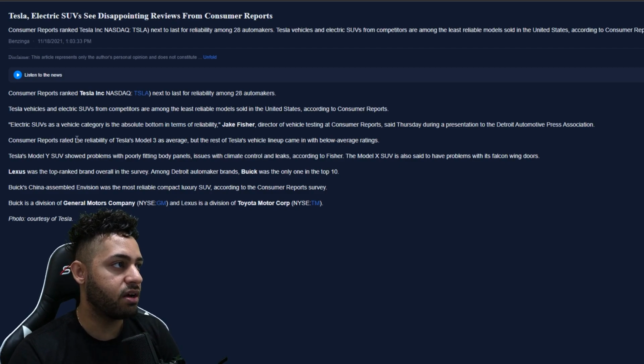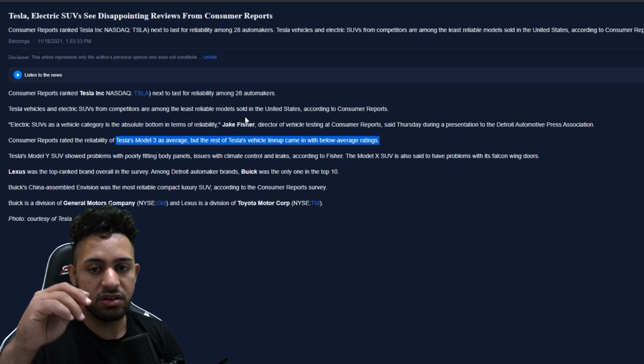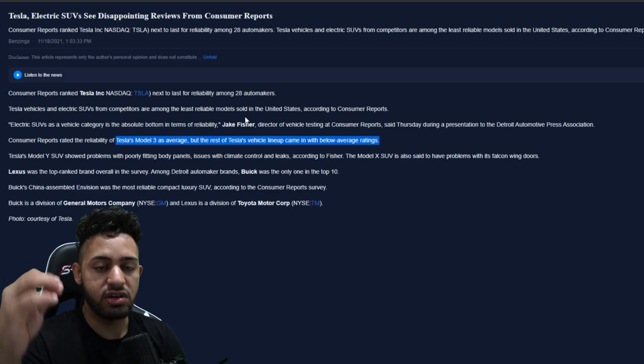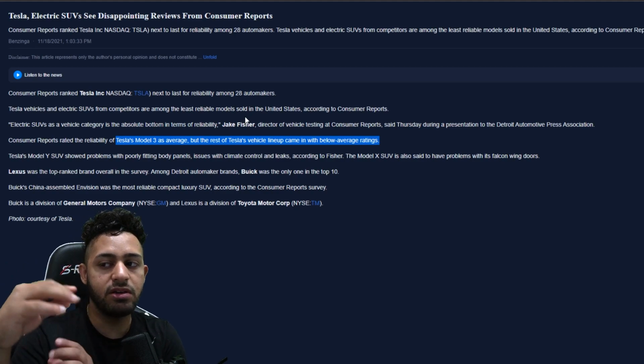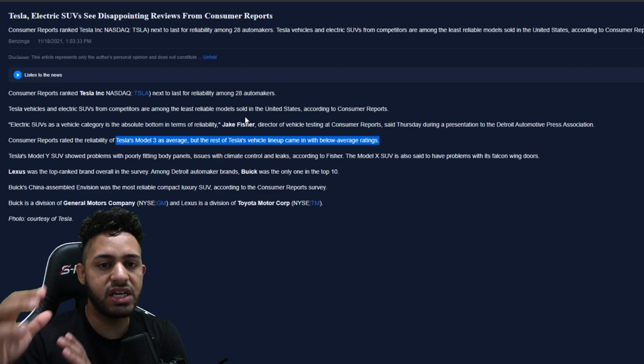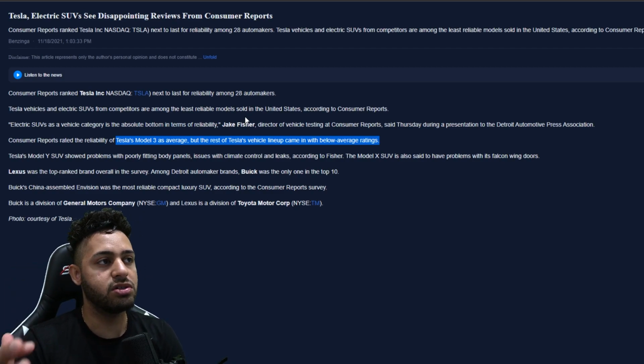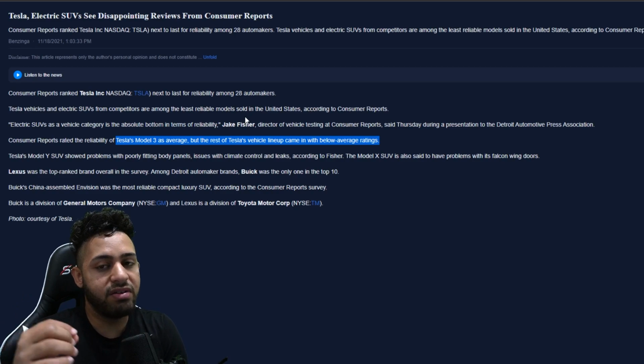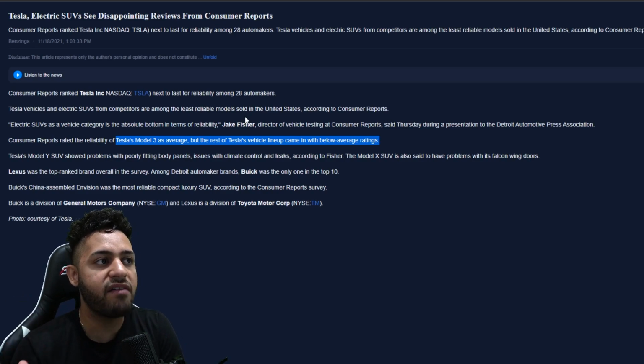Consumer Reports rated the reliability of Tesla Model 3s as average, but the rest of the Tesla vehicle lineup came in with below average ratings, which is pretty surprising to me, actually. Now, I know just a minute ago I said that cars from Asian markets have historically been more reliable than domestic vehicles. However, with Tesla being a new brand, I wasn't sure how Tesla ranked compared to other domestic vehicles, but according to this report, everything but the Tesla 3 is ranking below average, which is pretty shocking to me. I did not know that. Let me know in the comment section if you knew that.